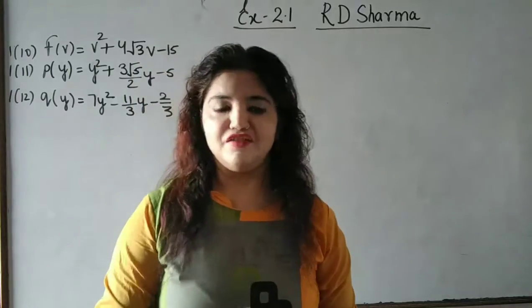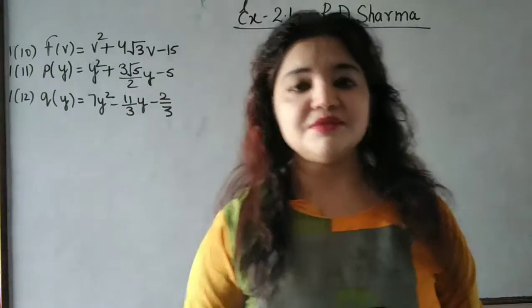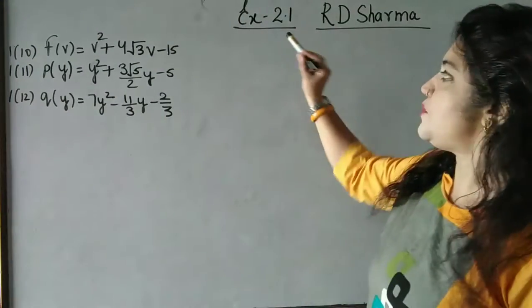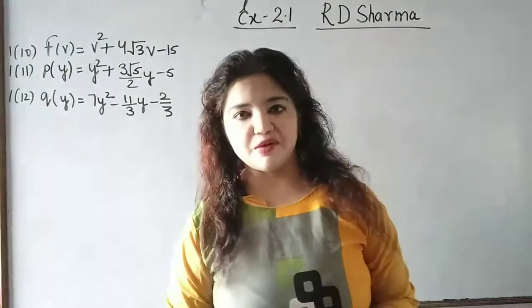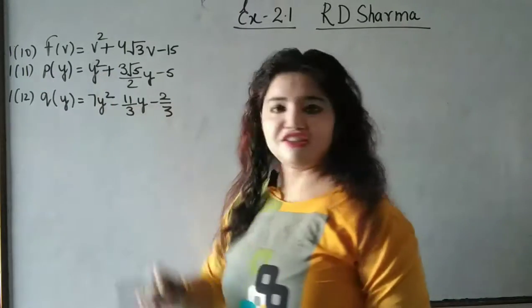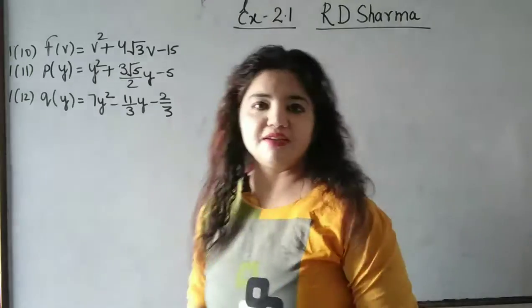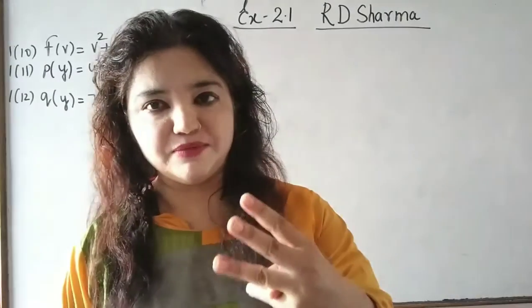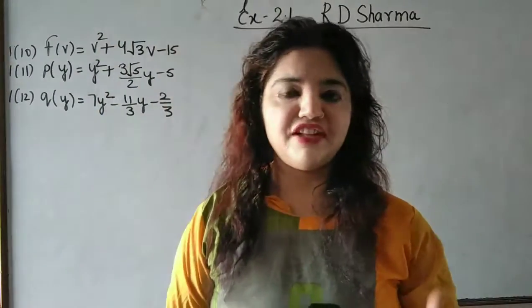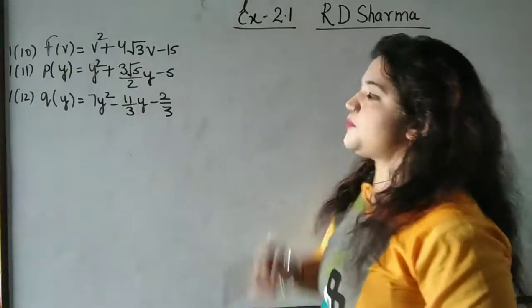Today we are going to solve sums from exercise 2.1 of R.D. Sharma. We have sum numbers 10, 11, and 12. We are going to solve these three sums from R.D. Sharma, exercise number 2.1.